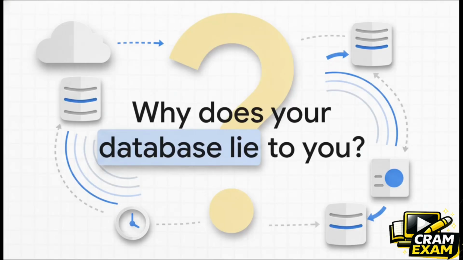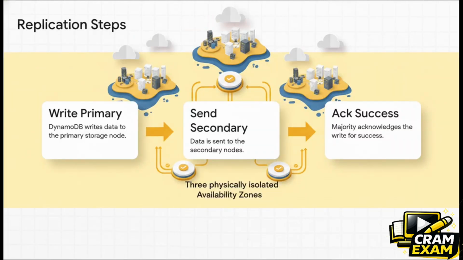In this explainer, we're going to dive right into exactly how DynamoDB consistency works in distributed systems. We'll unpack the exact reason why your database occasionally lies to you. Because, let's be real, it's not magic, it's architecture. To really understand this, we have to look at the baseline mechanics.